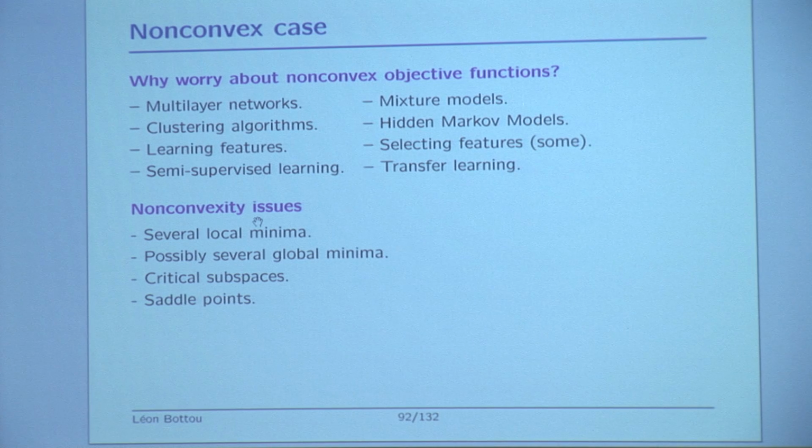And non-convexity comes with a lot of issues. You might have several local minima. You might have several global minima. You can have critical subspaces, so you have a cost function that's doing something very weird, and on the ridges of the mountains, things happen, and on the ridges of the ravines, things happen. You can have saddle points, so you have to deal with that.